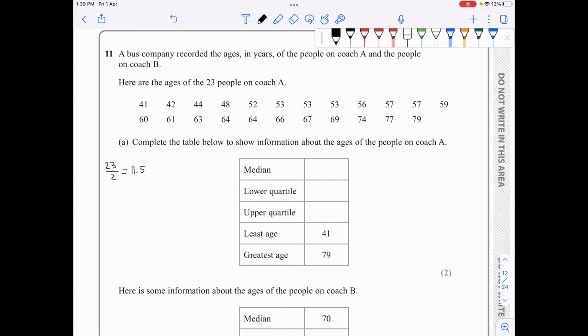Since this is not an integer, I round up and I take the 12th value, which if I go through the list here, I will find that the 12th value is 59. It's this one here. For the lower quartile Q1, I'm going to do a quarter of 23.